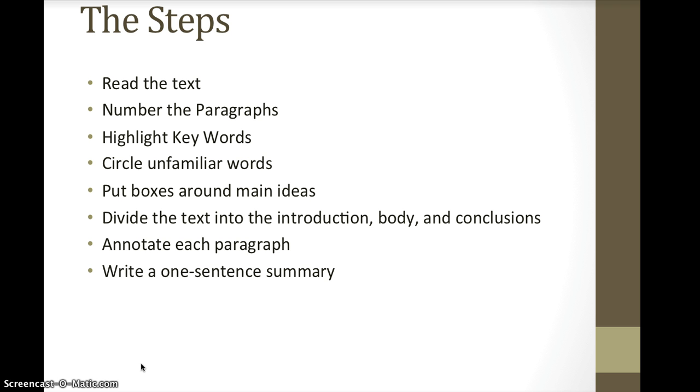Next, you'll annotate each paragraph. Annotating means writing a teeny tiny summary or reaction next to each paragraph. And finally, you'll write a one-sentence summary at the bottom.